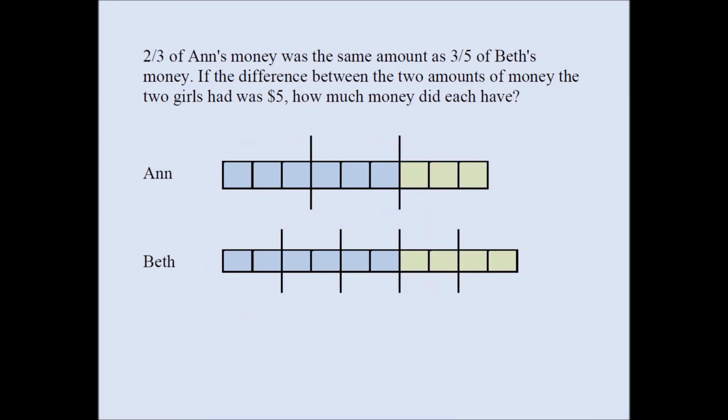Now, the whole strip represents Anne's entire amount, and the second strip represents Beth's entire amount. And take a look. 3/5 of 10 is 6, and 2/3 of 9 is 6. And these two blue areas, our original strips that we assigned to Anne and Beth, do match in length. Let's work on this last part.